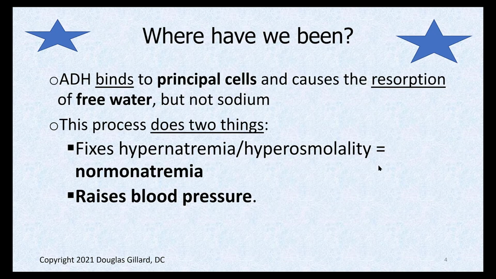Also, ADH, of course, binds to principal cells of the kidney, and it causes the reabsorption of free water, but not sodium. That's a very important point. And this process accomplishes two things. It fixes the hypernatremia by bringing in free water. If you have too many sodium molecules, you need to bring in water molecules to offset that. And then the volume of water coming in will also raise the blood pressure.